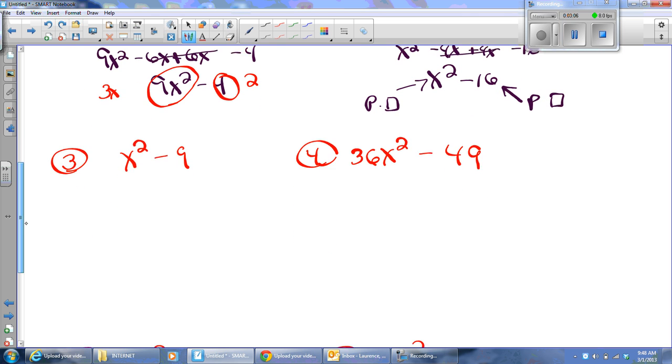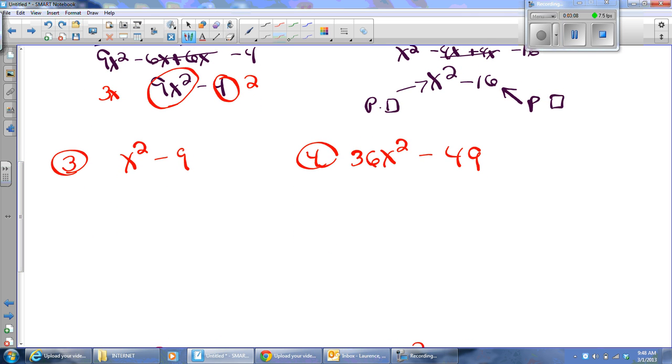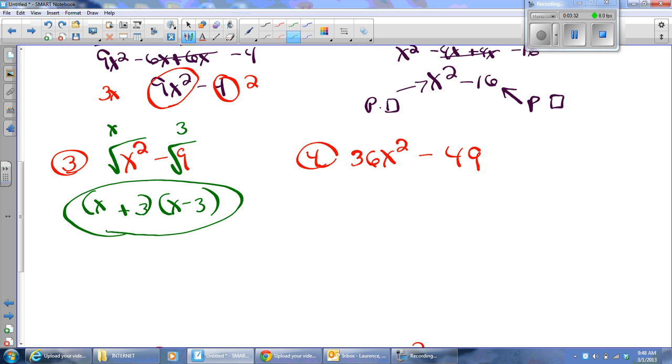Okay, so let's try number 3 here. First of all, ask yourself, is x squared a perfect square? Why, yes, it is. And the square root of it is x. Is 9 a perfect square? It is, and the square root of it is 3. Here's how this factors. x plus 3 as a quantity, x minus 3 as a quantity. That's it. It's called the difference of perfect squares pattern.